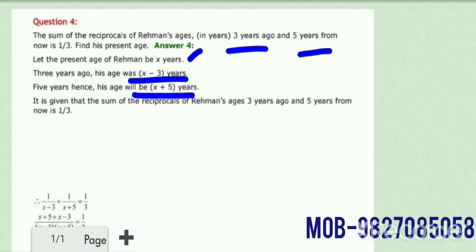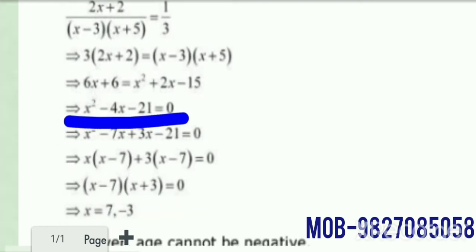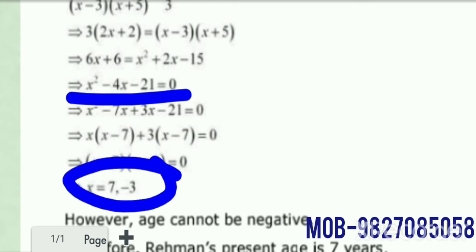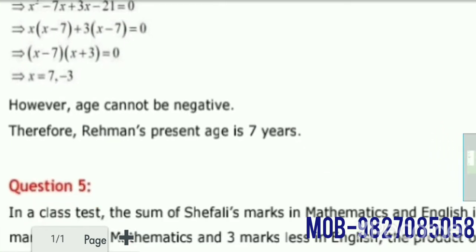According to the question, the product of the ages 3 years ago and 5 years from now is 1 upon 3. So we got these equations, and now using LCM and cross multiplication we got the quadratic equation of this. So solve for x, and we got the value of x is equal to 7 and minus 3. We know that age cannot be negative, so we take x is equal to 7. This is Rehman's present age.